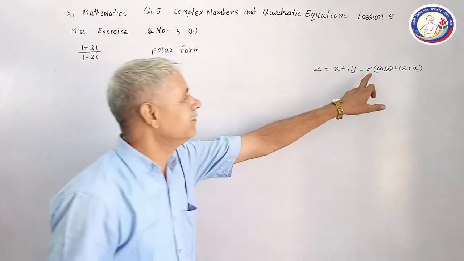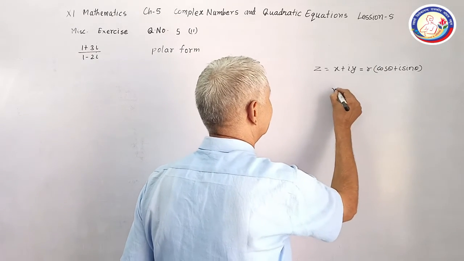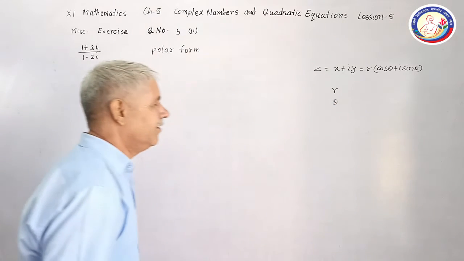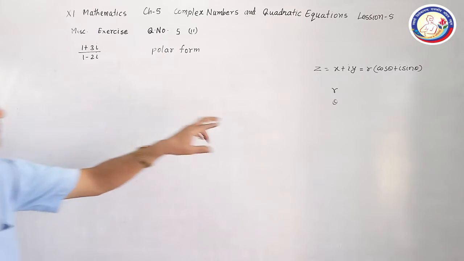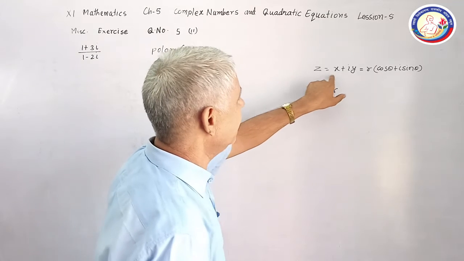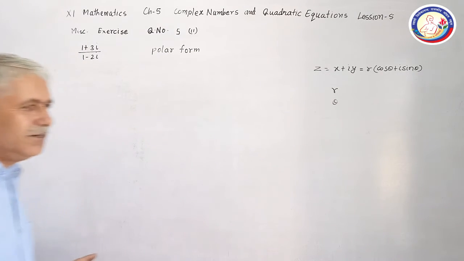So we have to find two parameters here. First is r and second is theta. So how can we find r and theta? For this, first of all, we will change this complex number into x plus iota y form. So what will we do here?